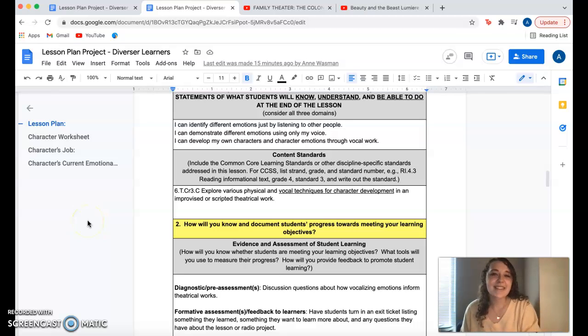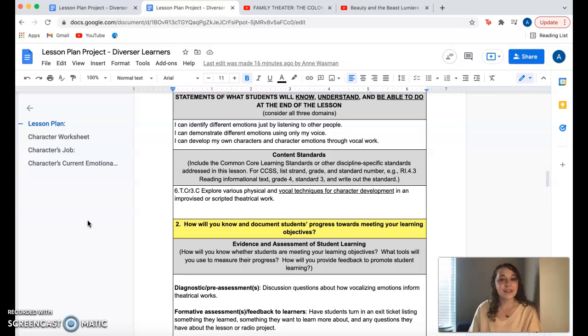Hi there. So today I'm going to be talking about some universal designs in this lesson plan. It is a theater lesson plan for 6th grade students. I'm also going to be taking you through some of the technology supports that can support this overall UDL, which is what we want in the classroom.